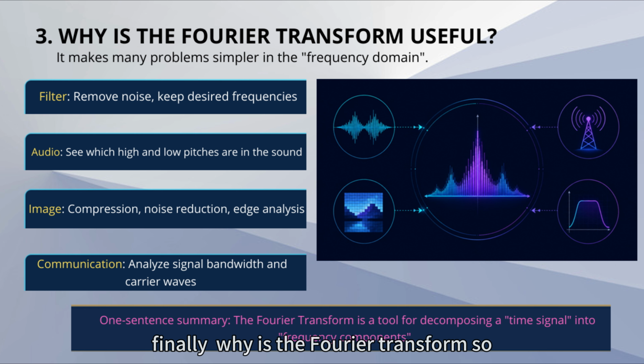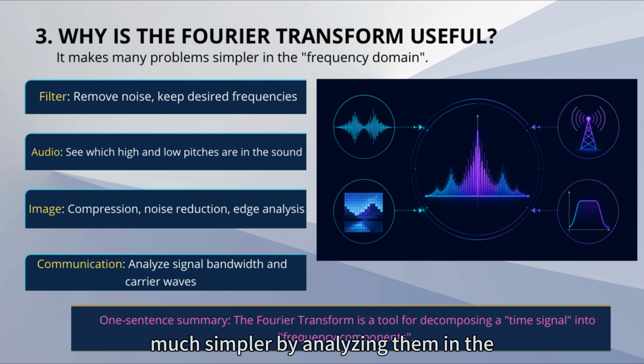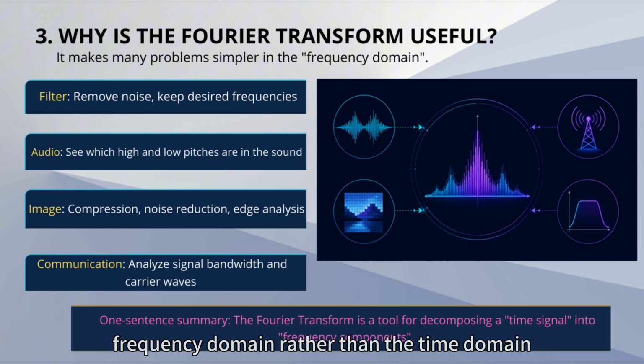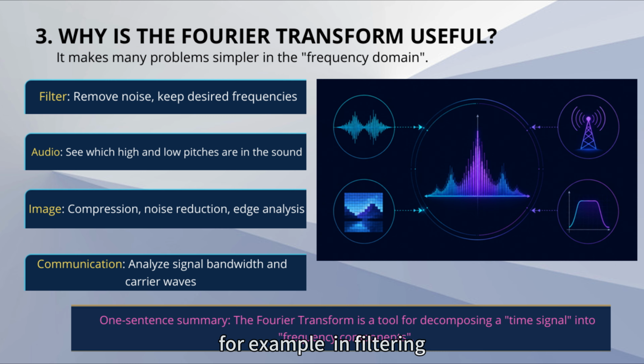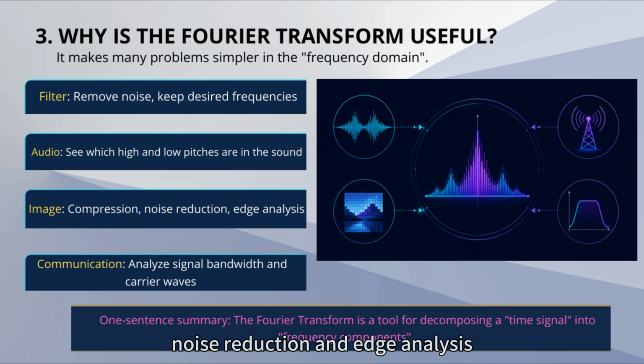Finally, why is the Fourier transform so incredibly useful to us as engineers? Because it makes solving many complex problems much simpler by analyzing them in the frequency domain rather than the time domain. For example, in filtering, we can easily remove unwanted noise and keep only the frequencies we want. In audio processing, we can see exactly which high and low pitches make up a sound. For images, it's used heavily in data compression, noise reduction, and edge analysis. And in communications, it is essential for analyzing signal, bandwidth, and carrier waves.